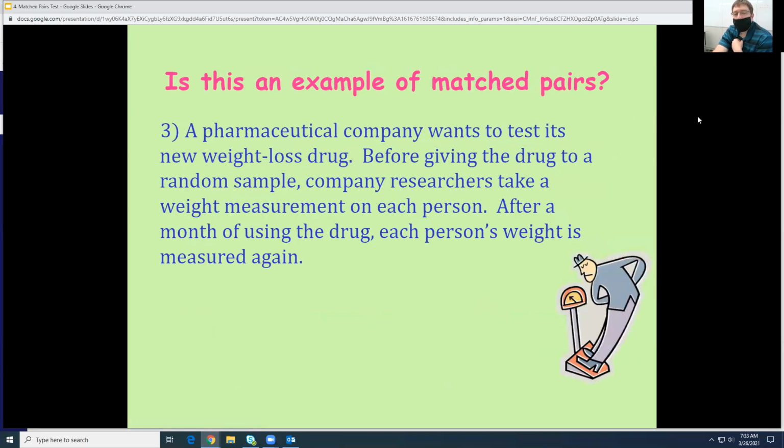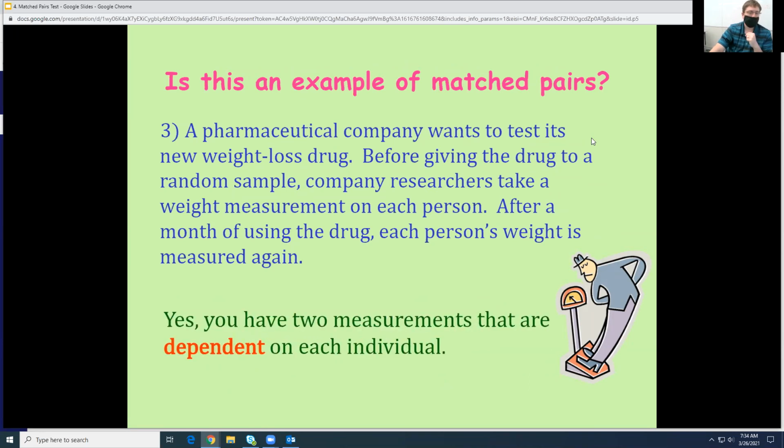All right, so number 3, a pharmaceutical company wants to test a new weight loss drug. Before giving the drug to a random sample, company researchers take a weight measurement on each person. After a month using the drug, each person's weight is measured again. Aha, 2 measurements, same person, we're good to go. These are dependent on some sort of characteristic that we can trace it back to. So in this case, this is dependent on the individual.